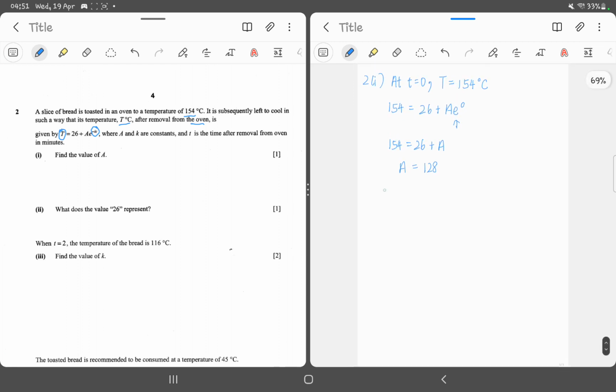So let's do part 2. What does the value 26 represent? This is more of a knowledge question. 26 represents the room temperature.